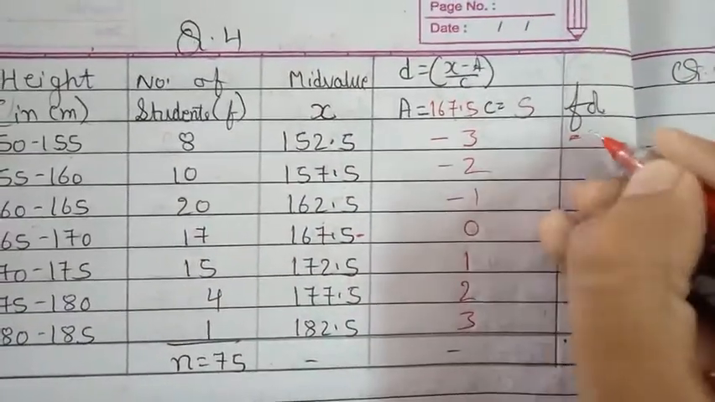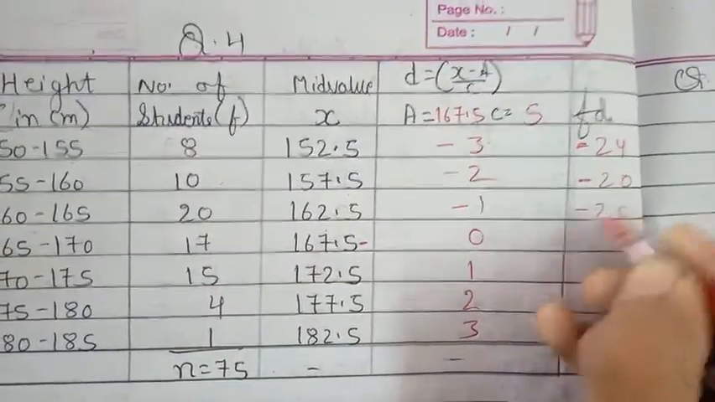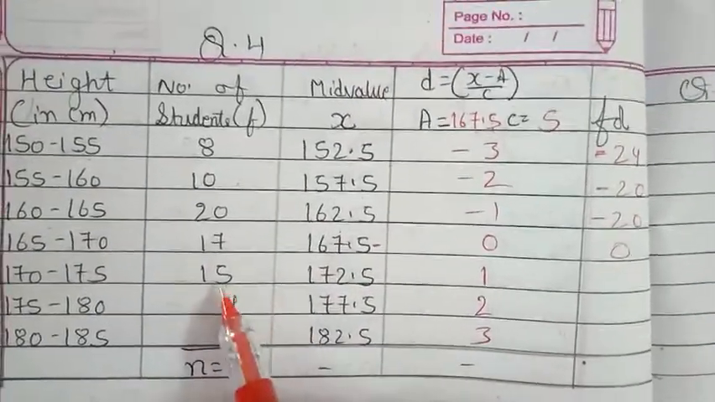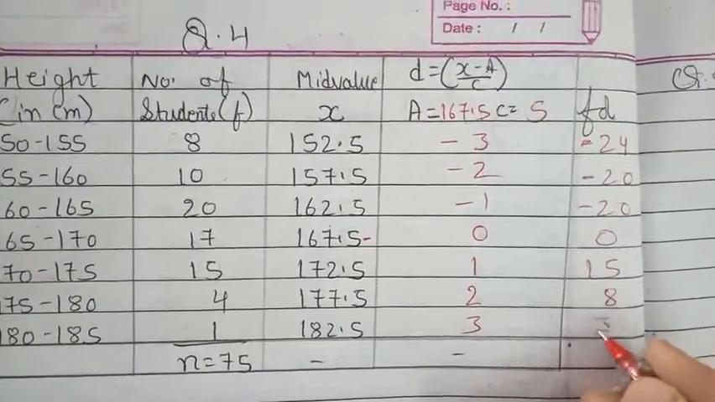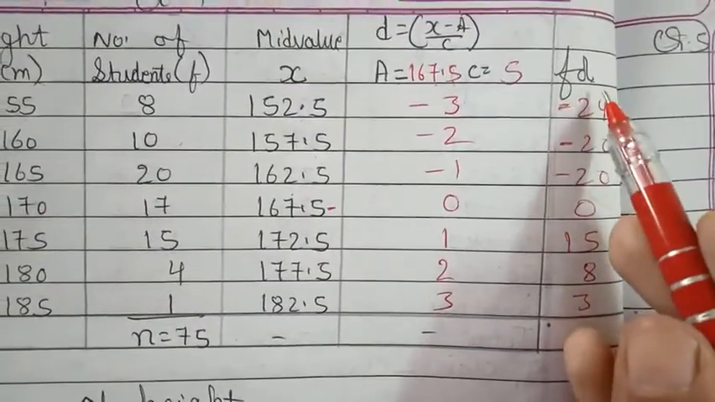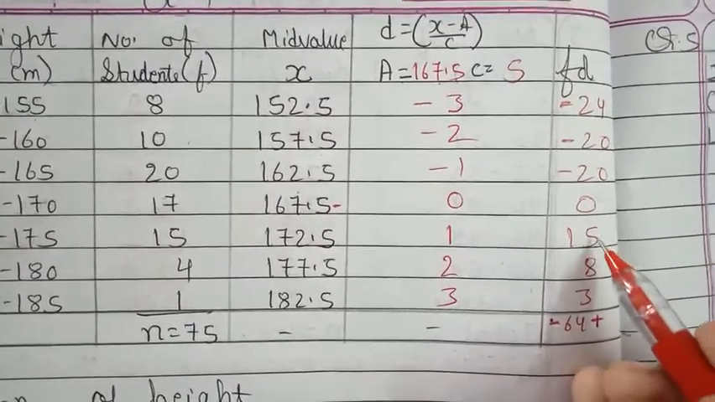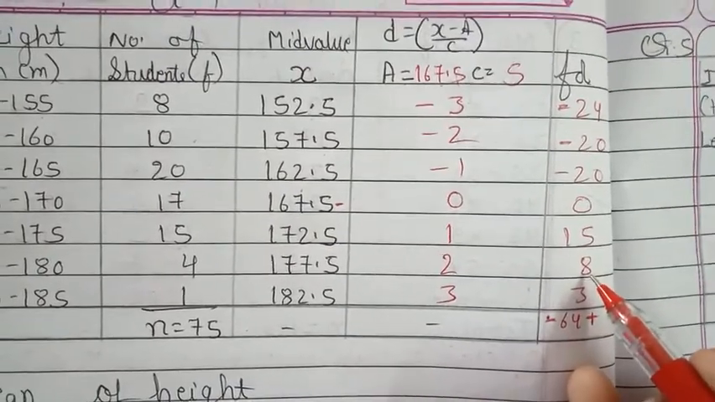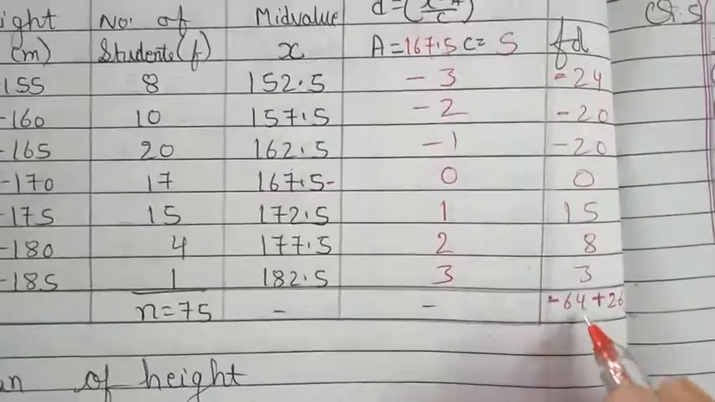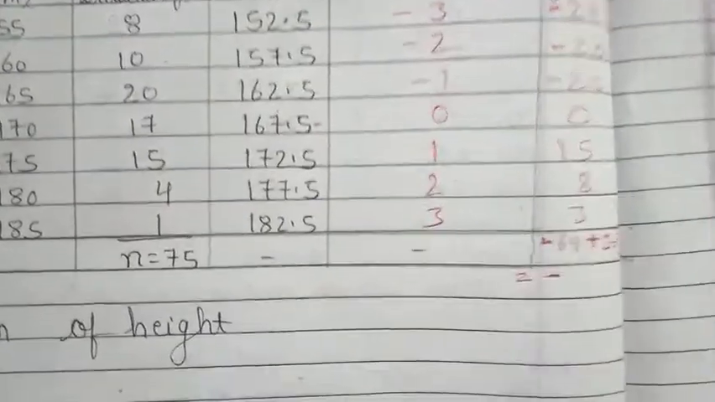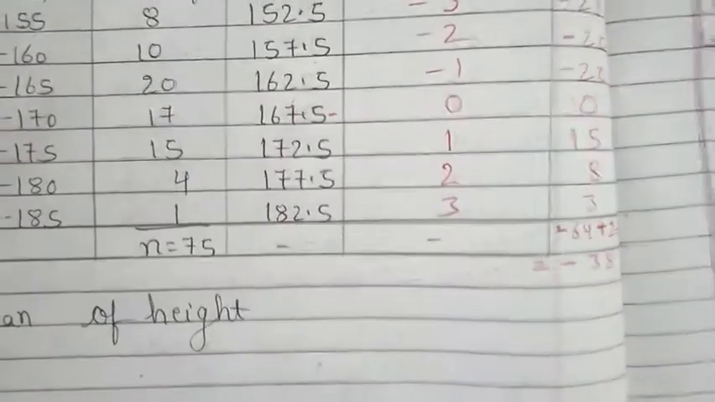8 3s are 24, 10 multiplied by minus 2 is minus 20, 21 minus 1s are minus 21, 17 zeros are 0, 15 ones are 15, 4 2s are 8 and 1 3 is 3. First add the negative values, that is minus 64, plus 15 plus 8 plus 3, that is equal to 26. So minus 64 plus 26, your answer will come minus 64 minus 26 is 38. So my answer is minus 38.